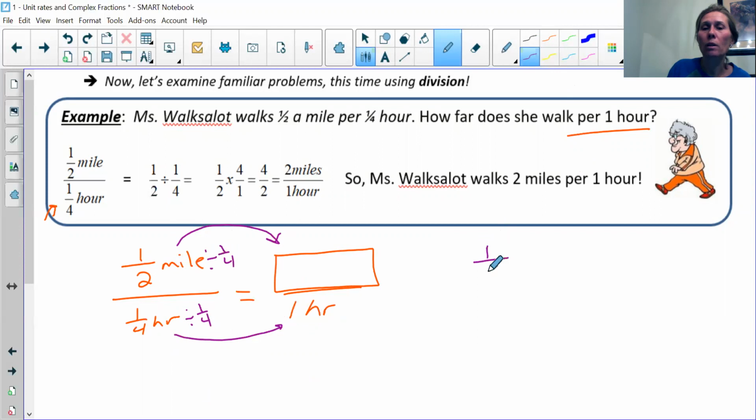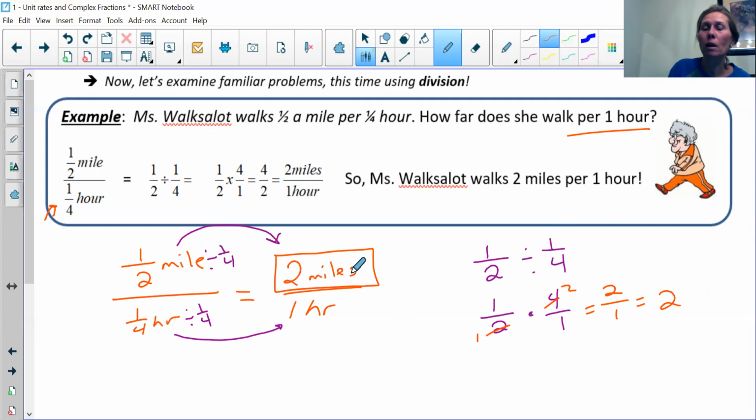So let's do it. 1/2 divided by 1/4. Going to keep, change, flip, or same, opposite, and reciprocal. I'm going to cross simplify. 1, 2, which gives me 2 over 1, which gives me 2. That means I'm going to go 2 miles in 1 hour. Now notice, what did I divide by? I divided by 1/4 because I wanted 1 hour.